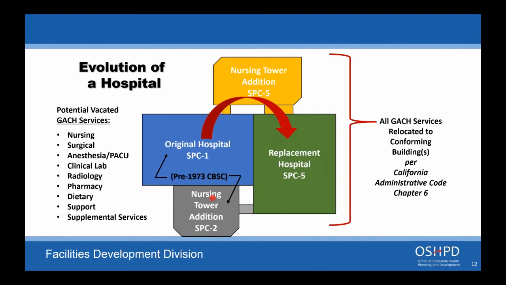But basically what we're showing is the basic services here, the nursing, surgical, et cetera, have to be removed from the building that's going to be removed from acute care services. So all these services have to be relocated into the replacement hospital or elsewhere so that there are no acute care services remaining in the building being removed from acute care.